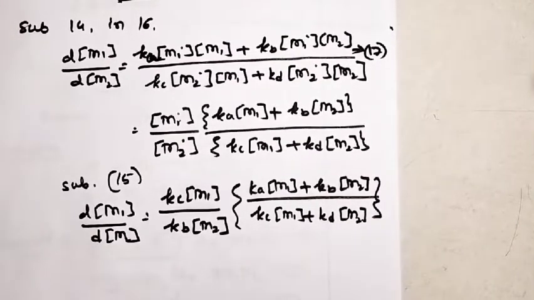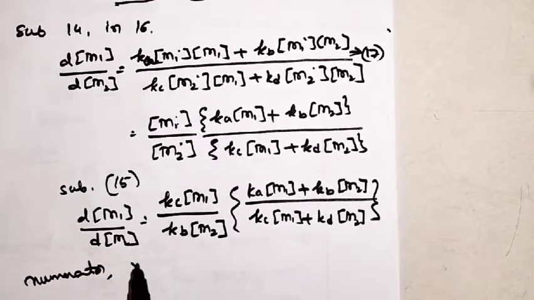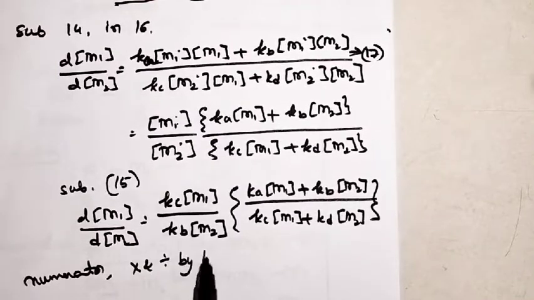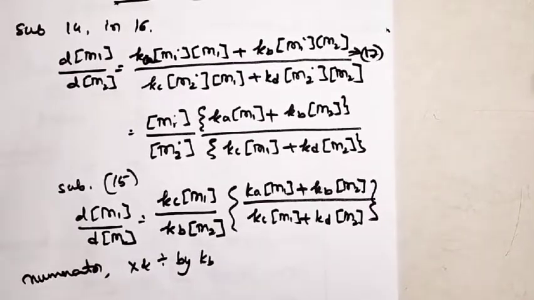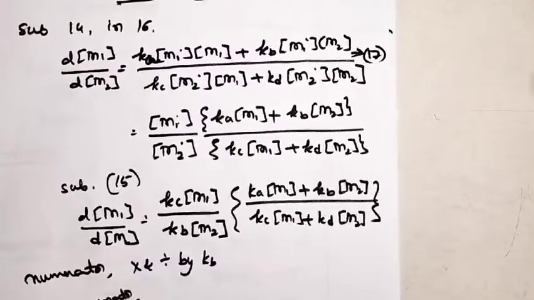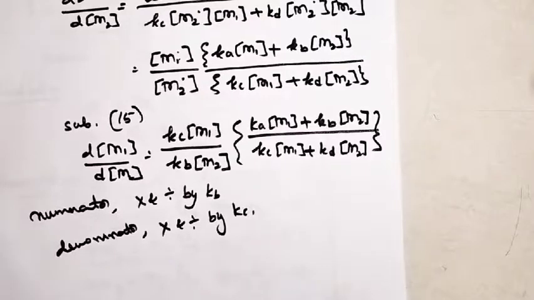Now what you need to do is, to the numerator multiply and divide by Kb. To the denominator multiply and divide by Kc. Okay, for the denominator what you need to do, multiply and divide by Kc. Okay, so what do we get?